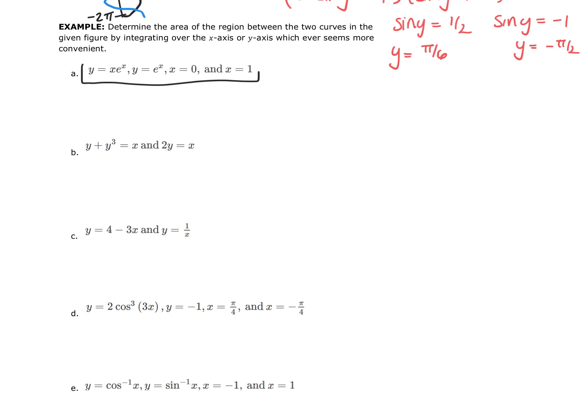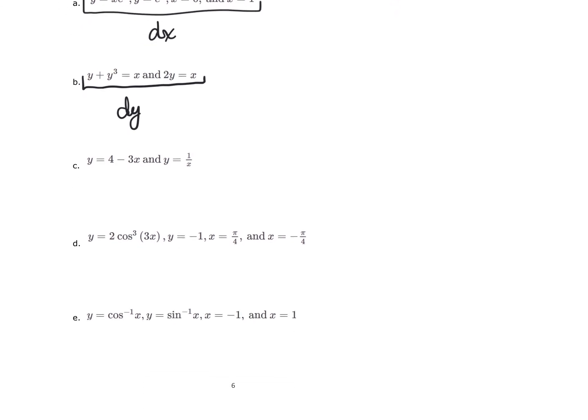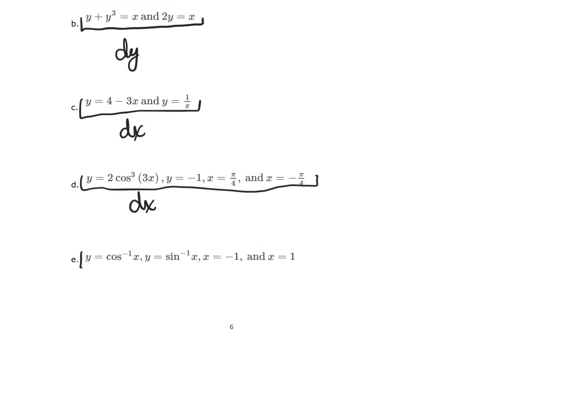Now this is in terms of x, so without looking at the graph, I'm probably going to do this with a dx. This is in terms of y, so I'd probably integrate this with dy. Again, I wouldn't know until I actually went out and looked at the graphs, and we're going to do one or two of these. This one looks like it's already in terms of x, so I'd probably do this with a dx. This one looks like it's in terms of x, so I'd probably do this with a dx. And this one looks like it's in terms of x, so I'd probably do this with dx.